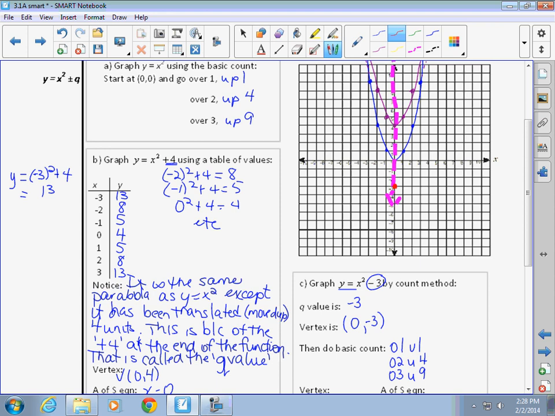And now I'm going to do my count. So over 1, up 1, over 1, up 1, over 2, up 4, 1, 2, 3, 4. Remember, you're always going back to your vertex. Over 2 to the left, 1, 2, up 4, 1, 2, 3, 4. And then I go over 3, up 9, so 4, 5, 6, 7, 8, 9. And over 3, up 9. So this graph looks like that.